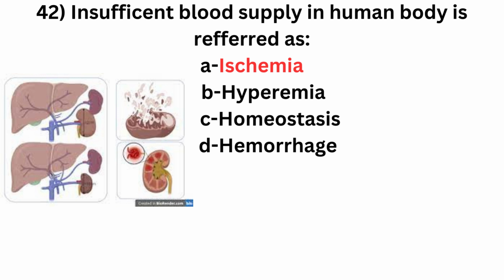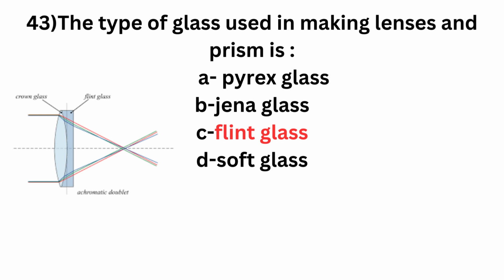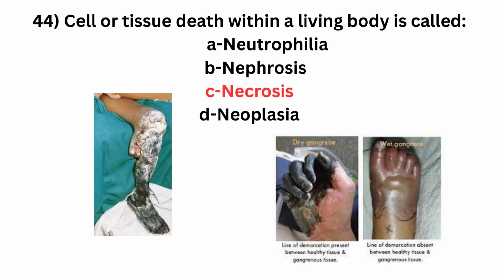Ischemia is a physiological or pathological condition in which there is insufficient or lack of blood supply to a vital human organ. So that is called ischemia. And the type of glass used in making lenses and prisms is flint glass. So glass has different types like Pyrex glass, soft glass, but flint glass is used in lenses and prisms.